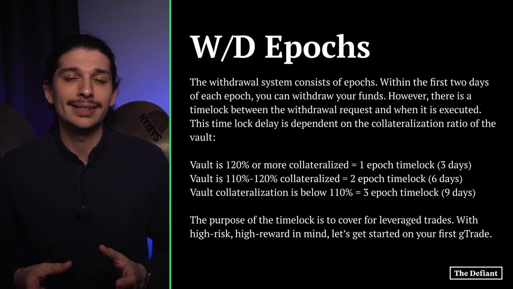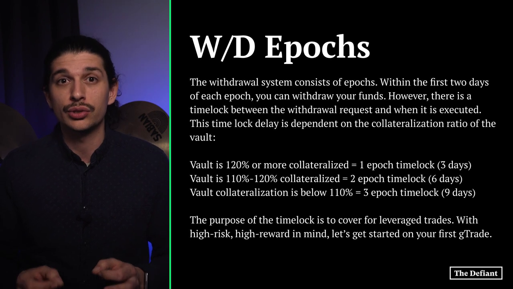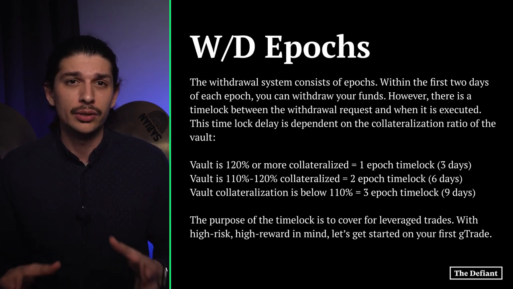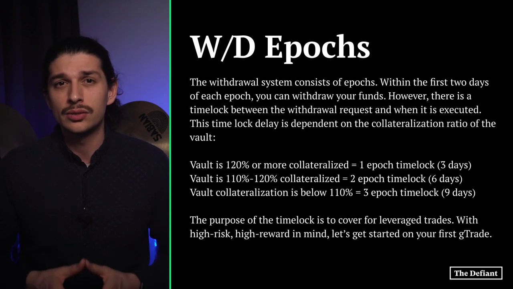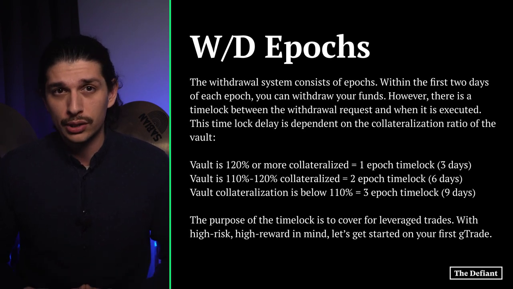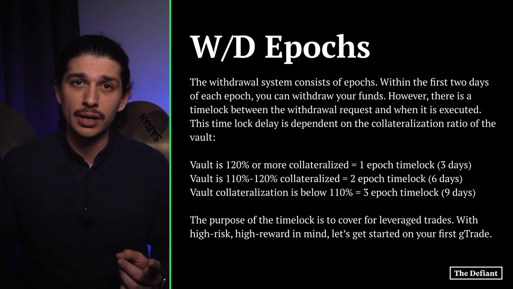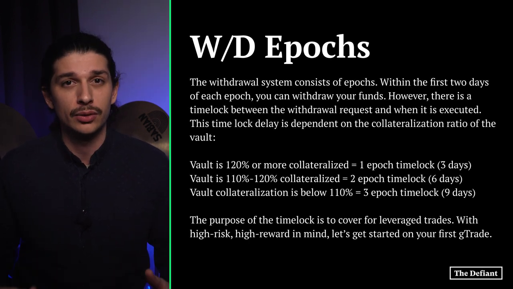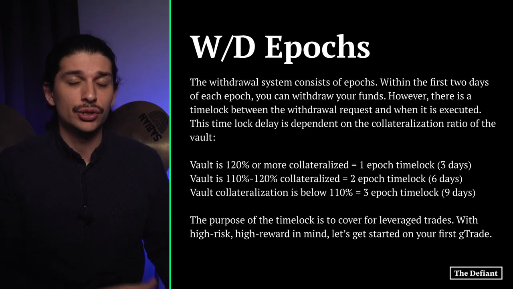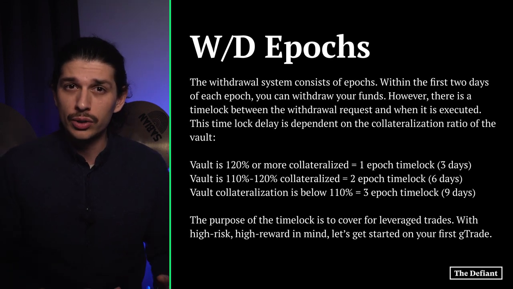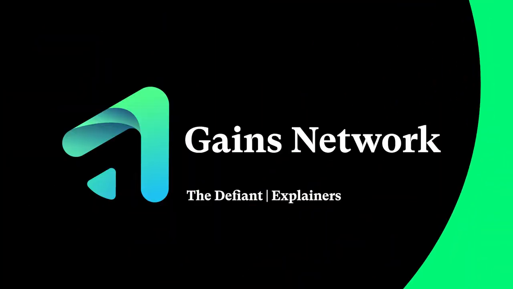Now, this time lock delay is dependent on the collateralization ratio of the vault itself, and you can see these figures on screen right now. For instance, if the vault is 120% or more collateralized, there is a one epoch time lock of 3 days. You can see the rest on screen. The purpose of the time lock is to cover for leveraged trades. With high risk, high reward in mind, let's get started on your first G-trade.